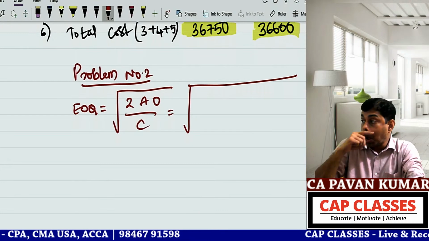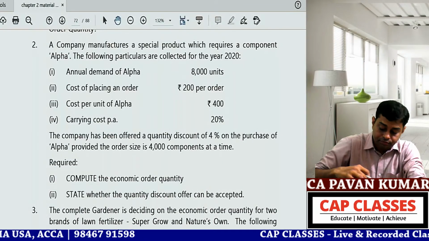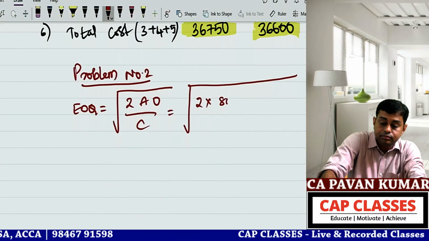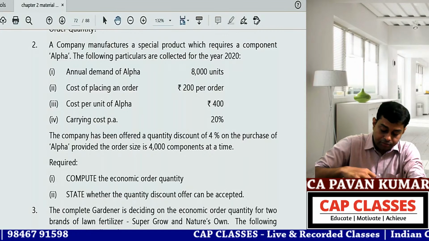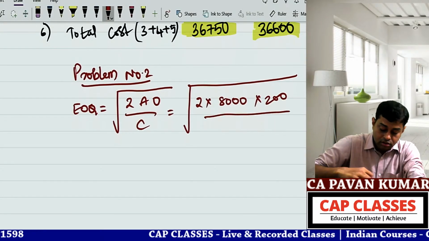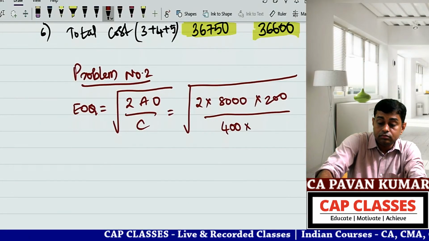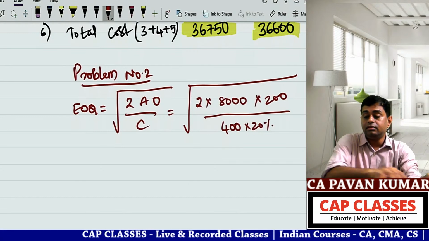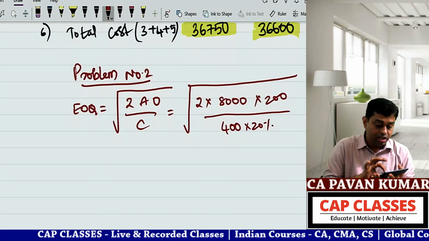Square root of 2 into what is annual consumption? 8,000, into what is ordering cost? 200, divided by what is carrying cost? 400 rupees on the 20%, which is nothing but 80. So calculate and tell me. Someone is saying EOQ 200. Is it? Dekhenge bhai.